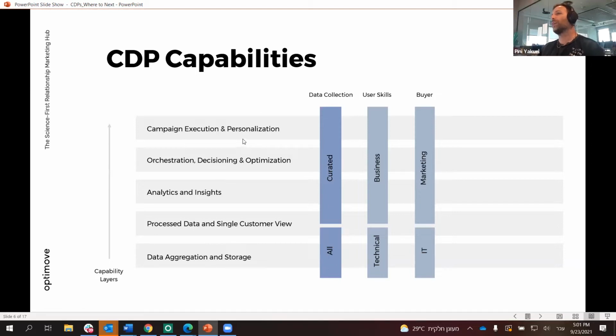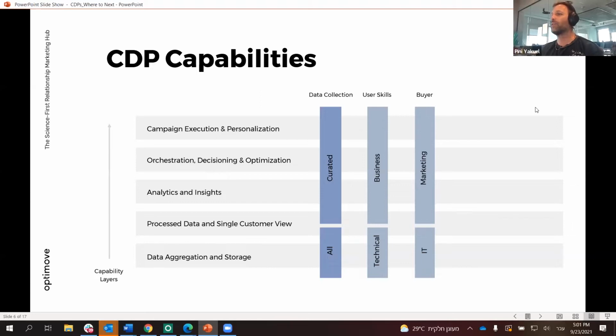And at the top, you got the actual campaign, what Americans call last mile execution. So the actual email being sent, the actual push message being sent, the actual banner on the website that changes in real time. So all of those messaging channels, campaign execution, and personalization.